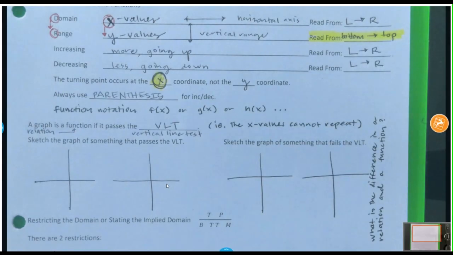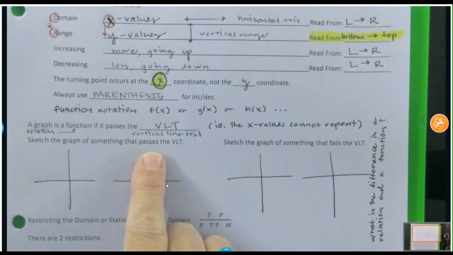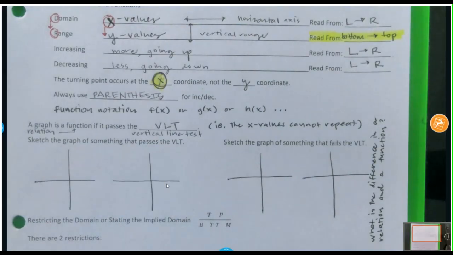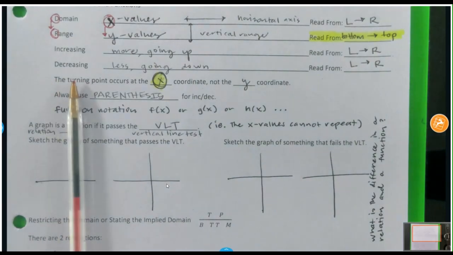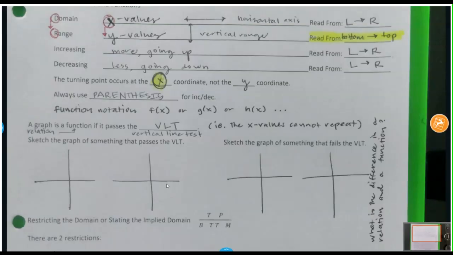All right, you can think of the shape of something that does pass the VLT. Let's talk about letters of the alphabet. What is a letter of the alphabet, A through Z, that when I lay my pencil down in all caps, it would never touch that letter of the alphabet more than one time?